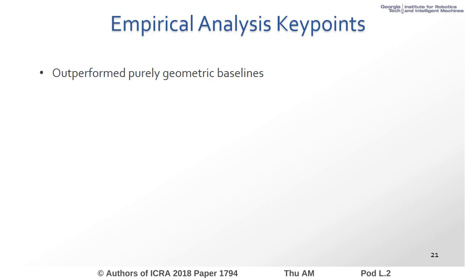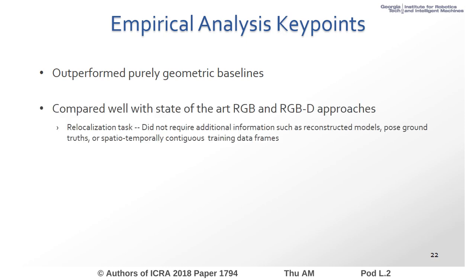The approach outperformed purely geometric baselines. It was about twice as successful in relocalization experiments. It also compared well with state-of-art RGB and RGB-D approaches. It did not require additional information such as reconstructed workspace models, posed ground truths, or contiguous training frames.